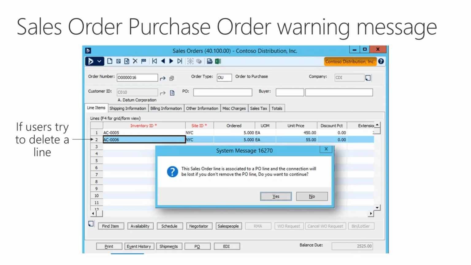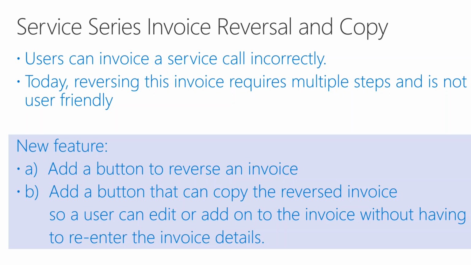All right, the next one might not sound big, but it is for all of my service series people. One of the abilities is that when you had a service call and you invoice a service call incorrectly, today the way to reverse it is a lot of manual processing. The request basically came down to: can you at least give me some buttons to help me redo some of this? So there's a button that will reverse an invoice if you put it in and realize, oops, that's not right, I need to redo that.